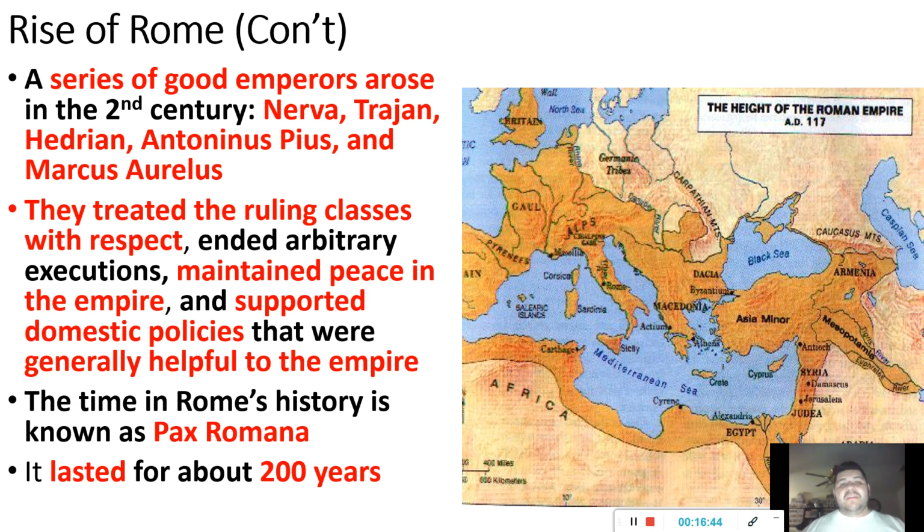Okay? This time is known as Pax Romana, and it lasted for about 200 years. So for about 200 years, everything was really almost perfect. The closer you were to Rome, the better. Now, as you spread out, especially near the edges, you might be worried about attacks, but the closer you are to Rome, the better life was for you.